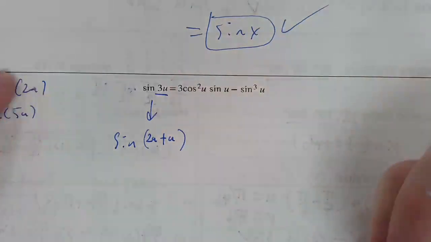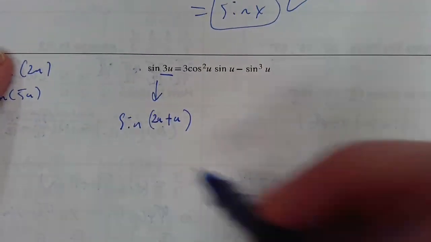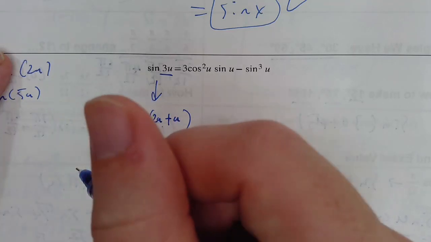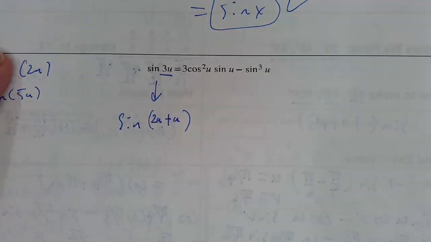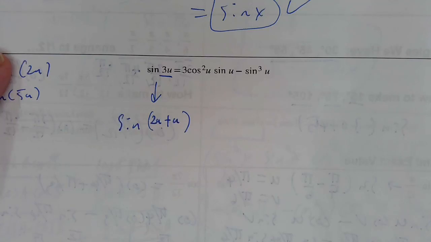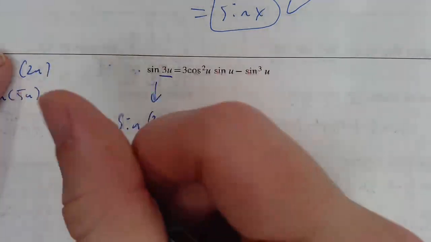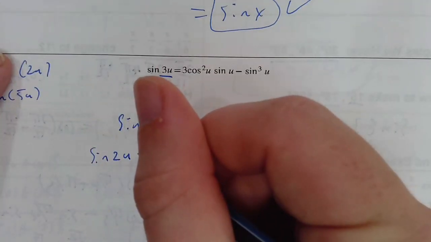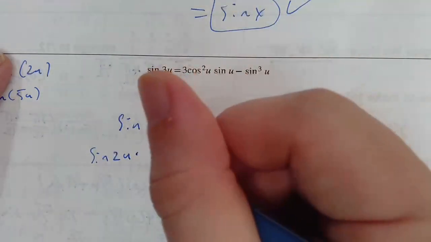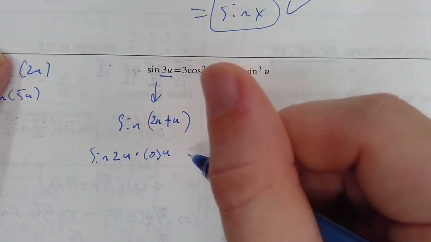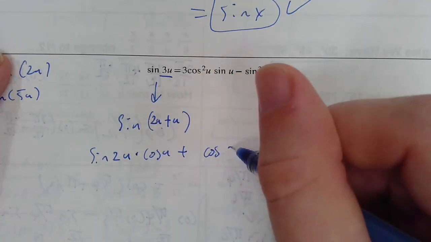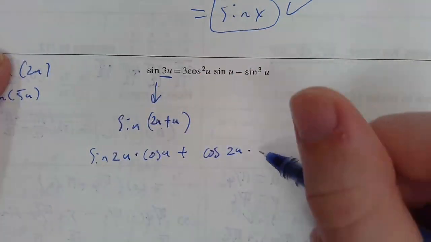And then what we're going to do is expand that out. So if we expand that out with the sine identity, we're going to get what? Sine 2u, good, times cosine u, plus or minus? Plus cosine 2u times sine u.